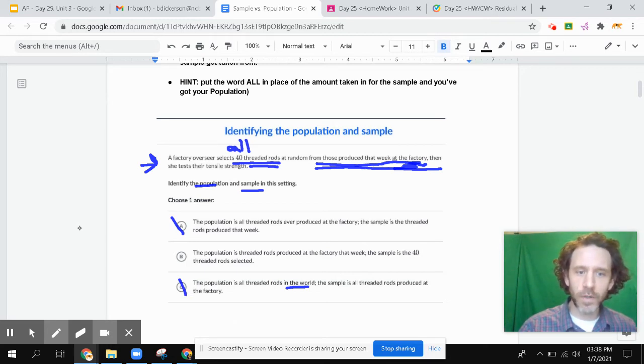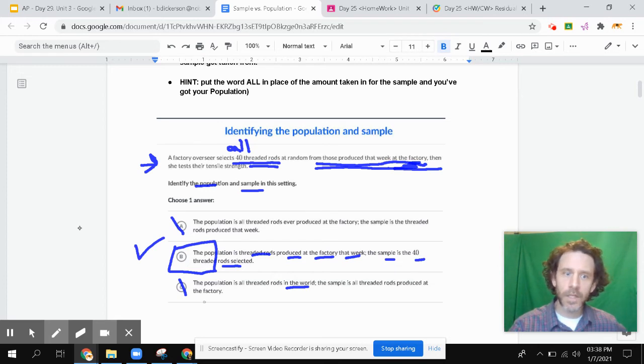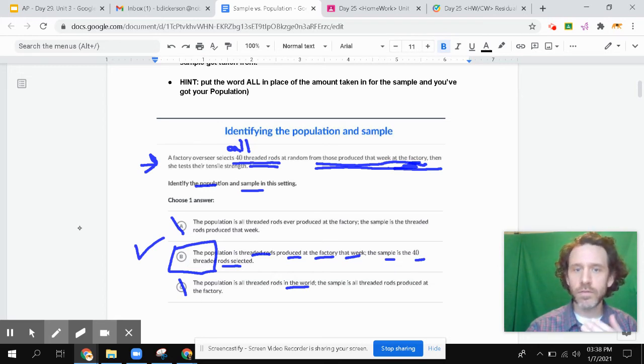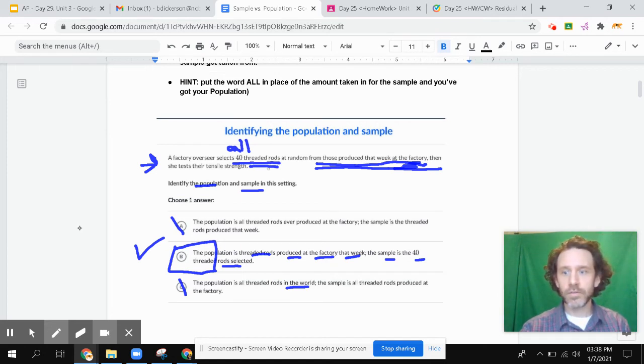And we'll say then for part B, the population is threaded rods produced at the factory that week. Just like the language we saw when we talked about the sample. And then the sample is going to be the 40 that were selected. Okay, so your answer here is in fact B. Check. Okay, so pay attention to the language they use when describing the sample, because that tells you the larger group that they took from, and that's your population. All right, so there's that.